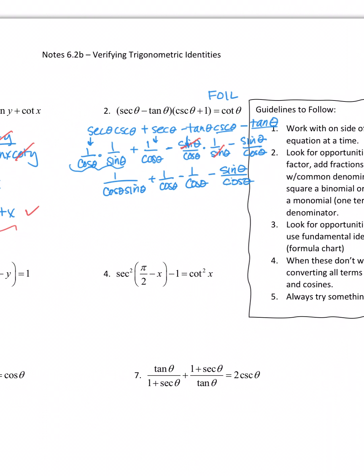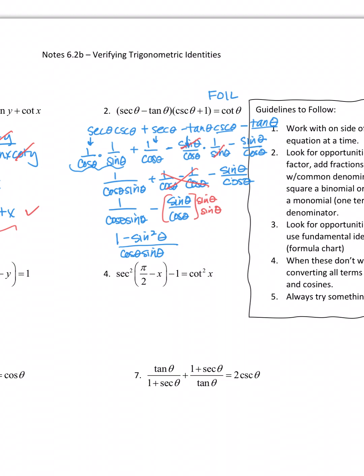All right, what do we have here? Well, these cancel out. That's nice. We're getting somewhere. So now I have 1 over cosine theta sine theta minus sine theta over cosine theta. Okay, so to get a common denominator, I need to multiply by sine over sine. And that would give me a common denominator of cosine theta sine theta, right? That would give me 1 minus sine squared theta.